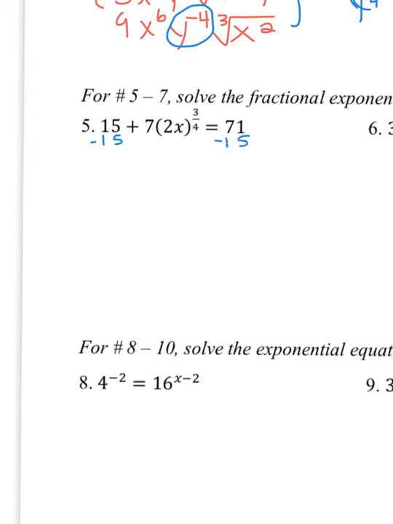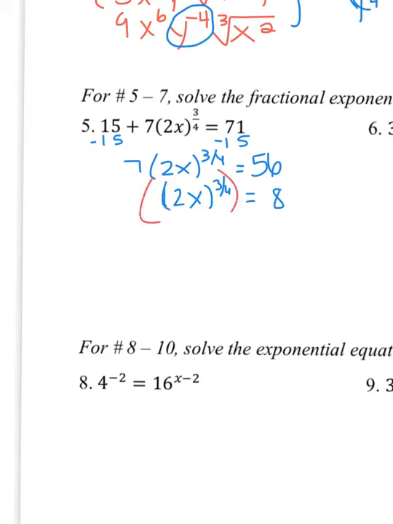And that'll give me 7 times 2x raised to the 3/4 power is equal to 56. And then I divide by the 7, so 2x raised to the 3/4 power is equal to 8. Now, to get rid of the 3/4 power, I raise both sides to the 4/3.